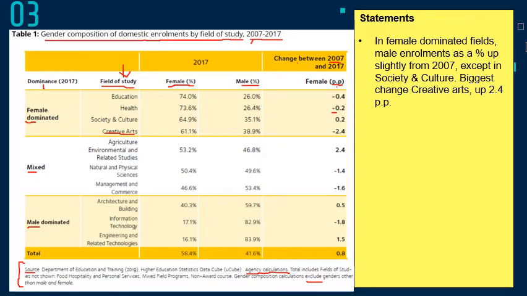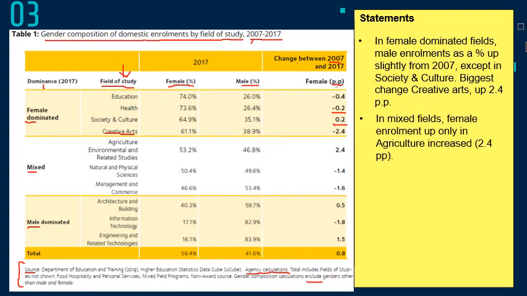Because if it goes negative for female, then it's obviously gone up for males, except for in society and culture. So there were more women doing society and culture as a percentage in 2017 than in 2007. In mixed fields, female enrollments only went up for agriculture. That's this one here. So it went up by 2.4 percentage points, but it went down for all the other ones.